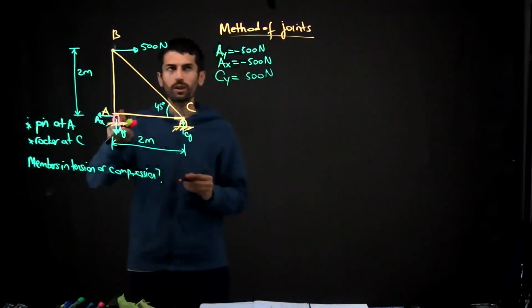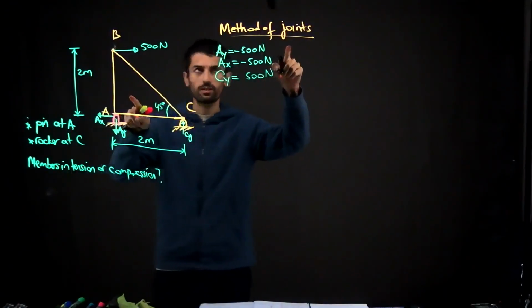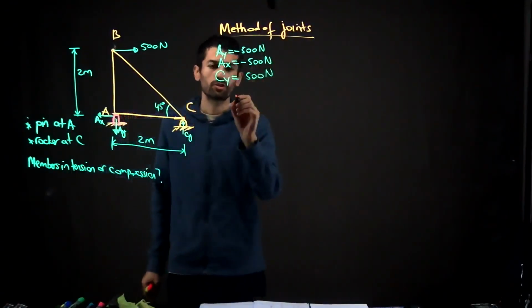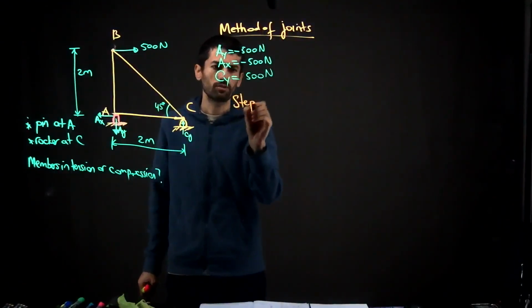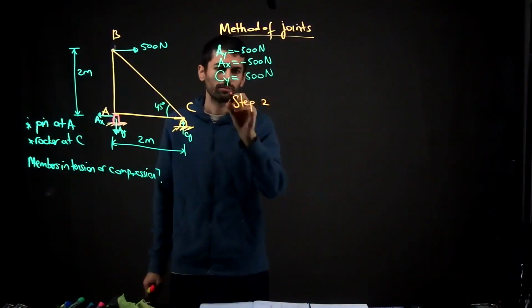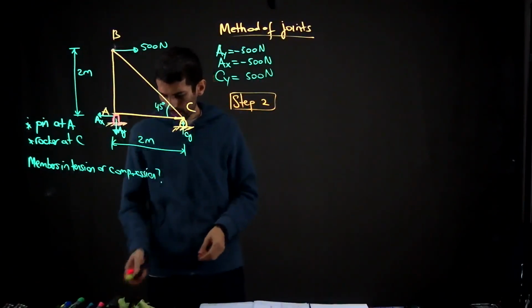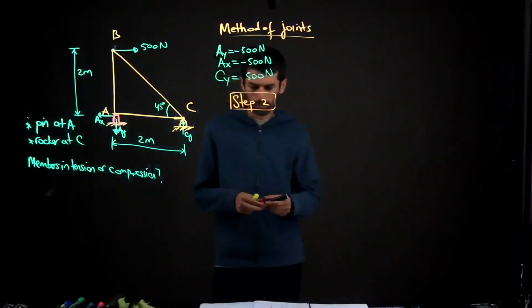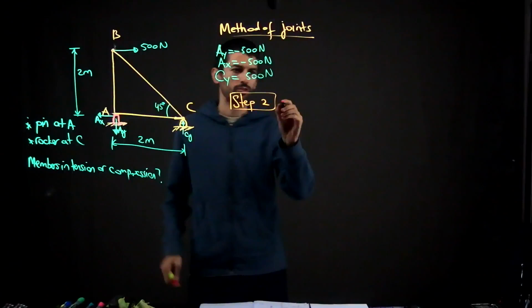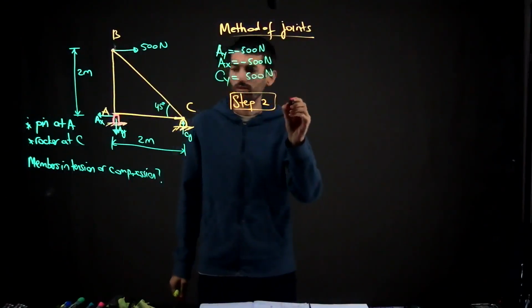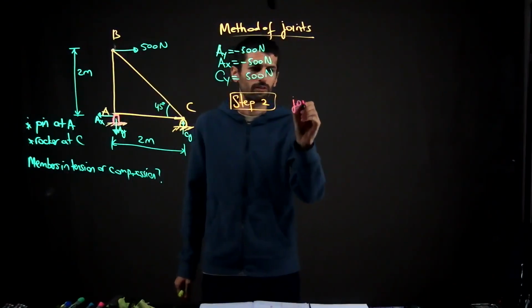So now we can move to the method of joints. So we will have step 2. In step 2, we will write the equilibrium equations for each joint. So firstly, joint A.